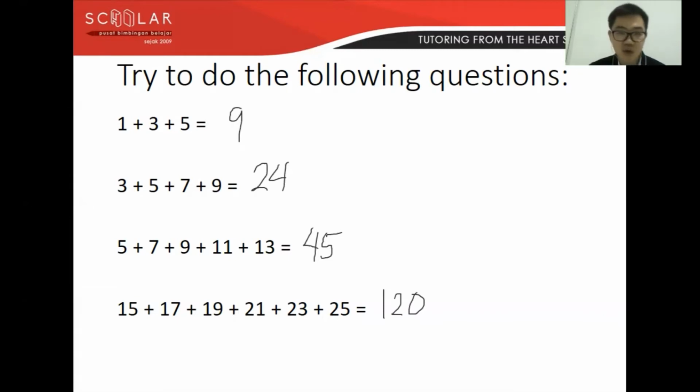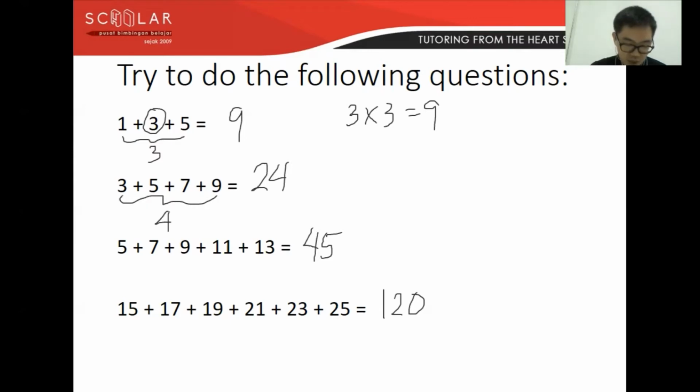Now, is there a shortcut to do this? Yes, actually there is a shortcut. So if you want to add 1 plus 3 plus 5, there are 3 numbers and the middle number is 3. So 3 times 3, it's 9. Okay, the next one, 3, 5, 7, 9. There are 4 numbers and the middle one is 6. So 4 times 6, 24.